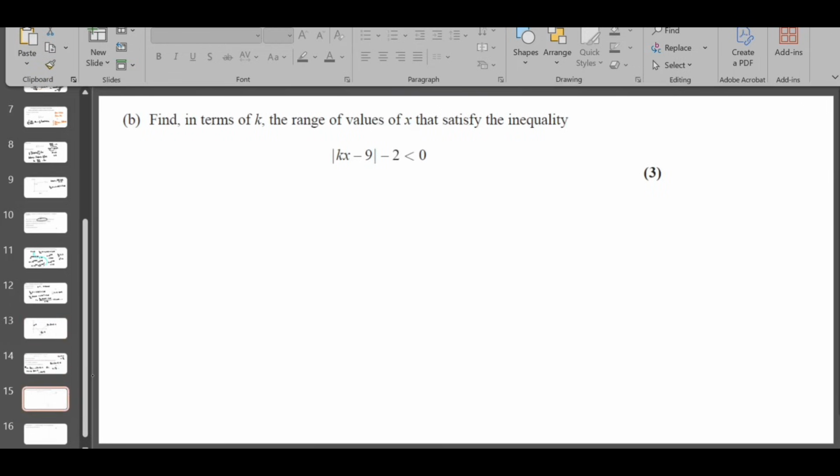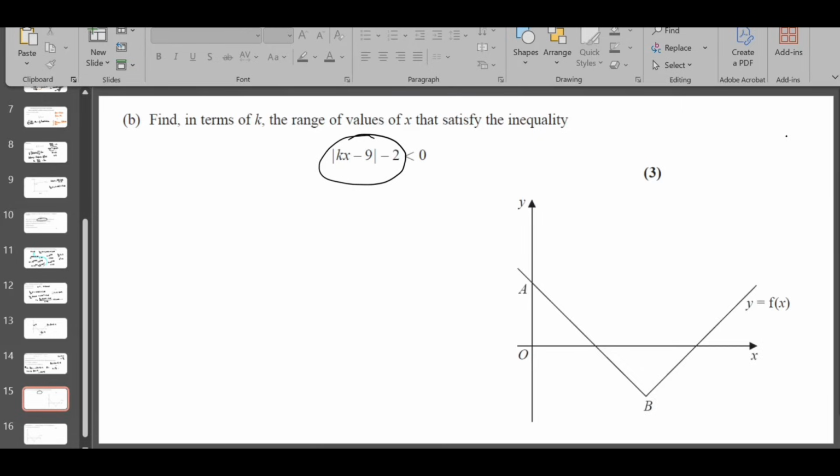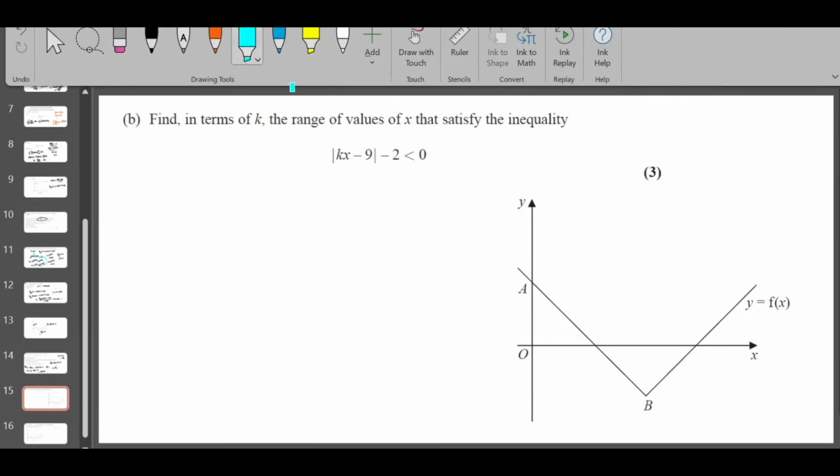Let's move on to part B. Hence find, in terms of k, the range of values of x that satisfy this inequality. This is the given function, right? I'm going to put the figure here to explain this. When they say the function is less than 0, they are talking about the piece that lies below the x-axis.